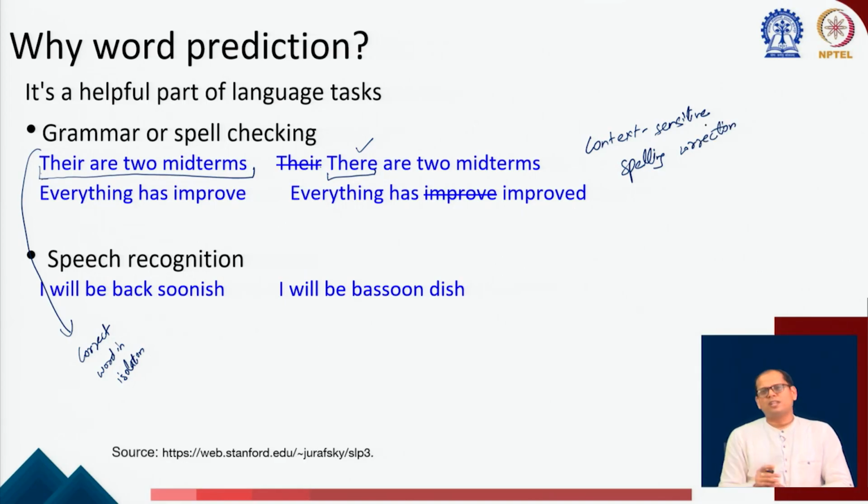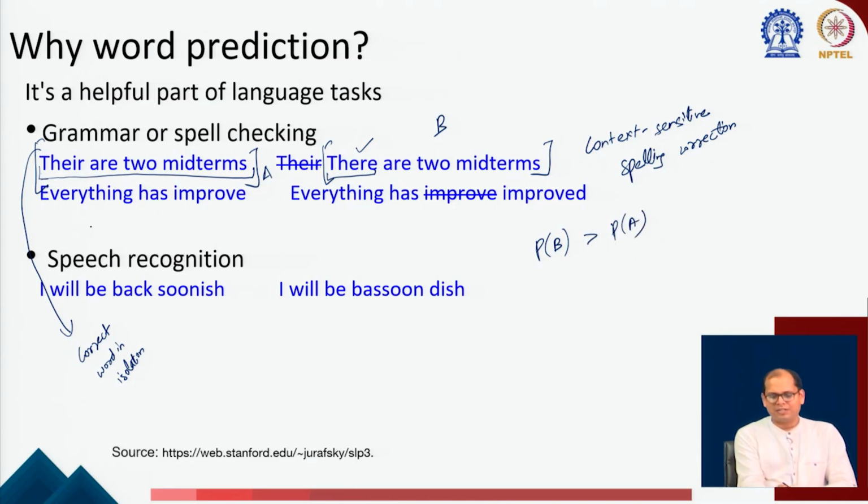This is where language models are very helpful, because you can try out all possible variations and see which sentence as a whole has a higher probability. So you'll find out this sentence should have a higher probability than the previous sentence. Okay. So if they are A and B, the probability of B should be higher than the probability of A. Same in the next sentence, everything has improved, and you would correct it to everything has improved.